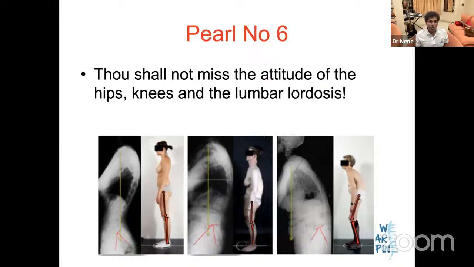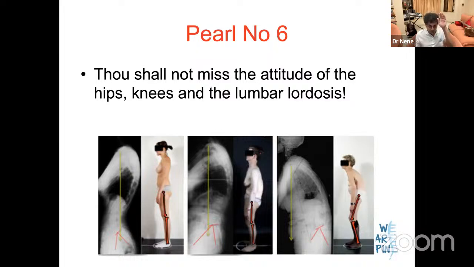So the short message for you is that if you're planning a long lumbar fusion, do not just focus on the lumbar lordosis, but also see if the hip is maximally extended already and if the knees are in a flexed attitude. So these are the three attitudes you can see on the screen. The left one is normal. The middle one is showing loss of lumbar lordosis, but the legs are fine. And the rightmost one shows loss of lumbar lordosis and extension of the hip along with retroversion of the pelvis and flexion of the knees.